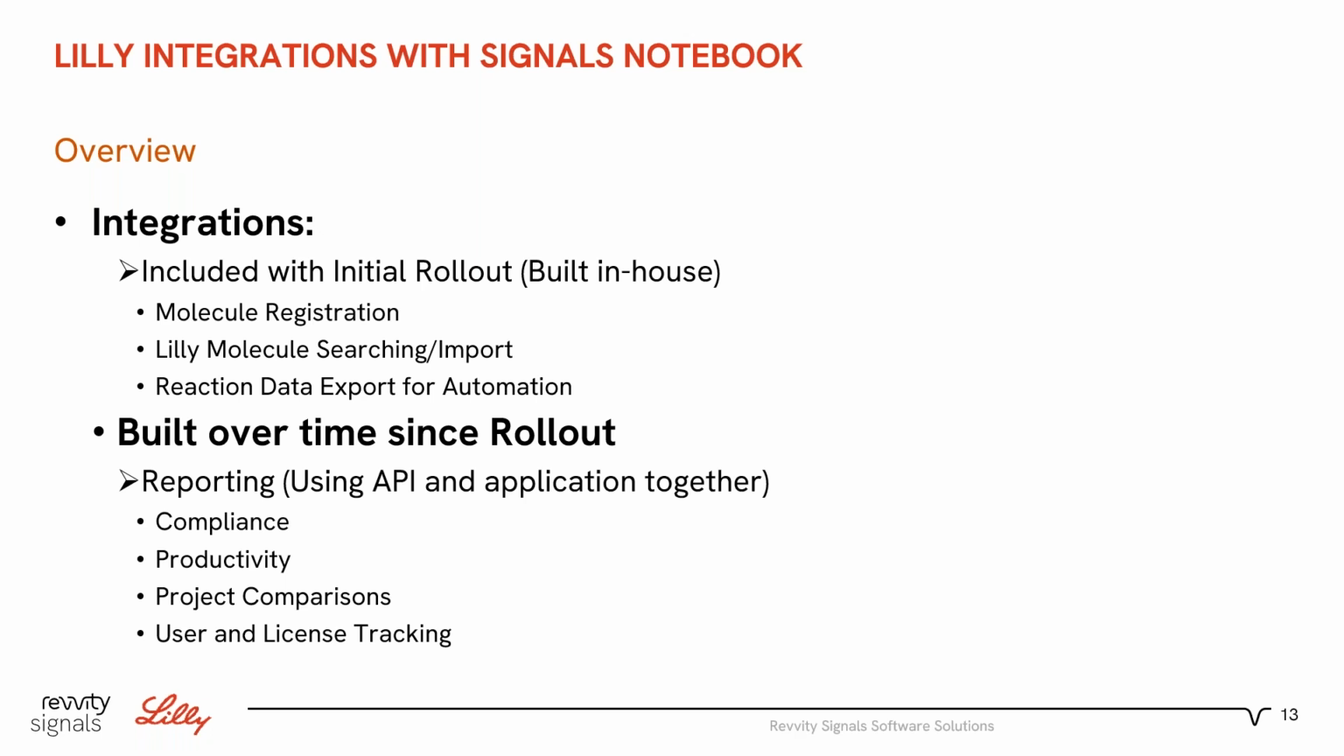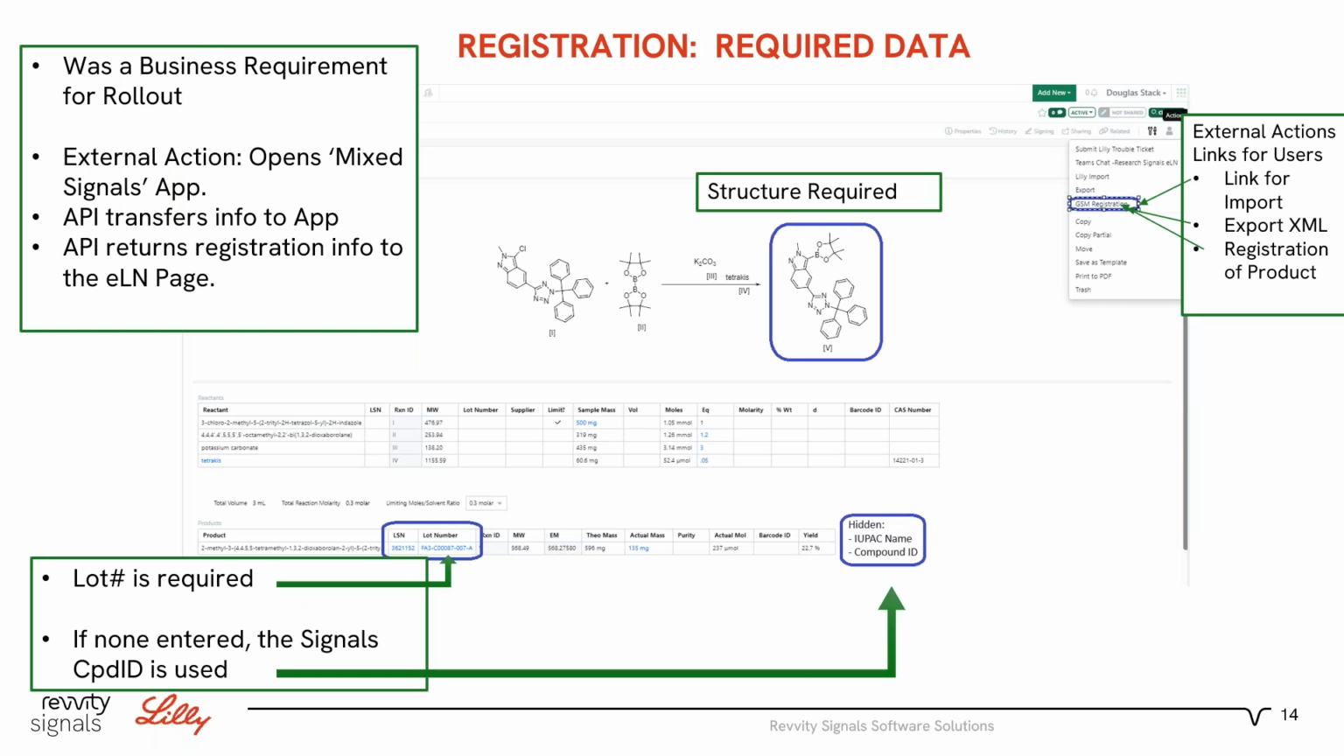So we'll also talk a little bit about what we built over time since the rollout, and this mainly deals with reporting, where we're using the API and the application together to build reports for compliance, productivity, project comparisons, and user and license tracking. So those are all going to the business leadership who've requested that for the most part. A few cases they're going to our CRO liaisons to kind of keep track of what's going on with the CROs as well. So next slide, I will talk about the registration integration we built first.